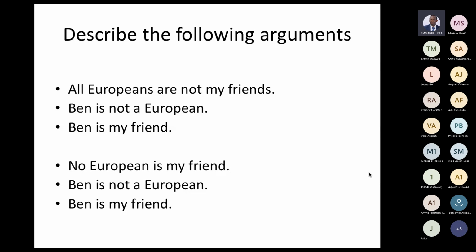Now describe the following argument. All Europeans are not my friends. Ben is not a European, so Ben is my friend. Or you can simplify the first premise by saying no European is my friend. No European is my friend. Ben is not a European, so Ben is my friend. What kind of argument is it? Is it a modus ponens or modus tollens? Or does it deny the antecedent, or does it affirm the consequent?